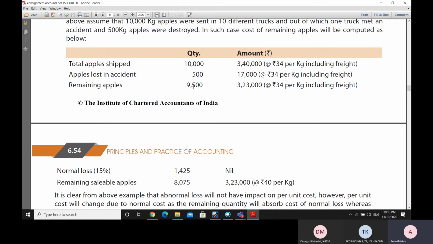Let us say that out of 9,500 apples, 1,425 more apples were lost. So when these apples were again lost, the value we are getting from these apples is nil. So therefore we were calculating nil here. We are left with 8,075 apples.